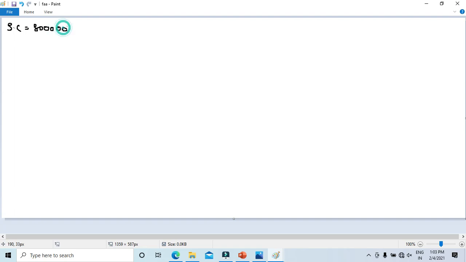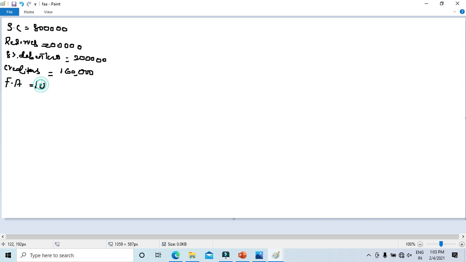Net profit before taxes 2,80,000. Tax rate has been given as 50%. Dividends has been given as 1,20,000. So what you're going to do over here is you need to take in the numerator the formula net profit after tax divided by total assets into 100. Total assets are nothing but 1 lakh plus 3,60,000.